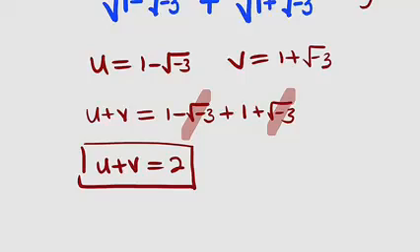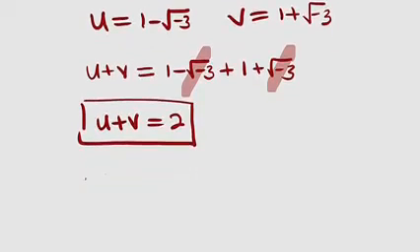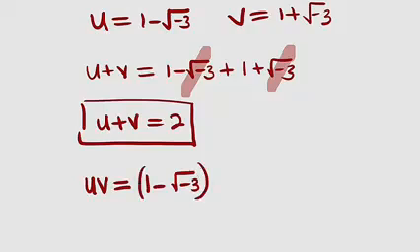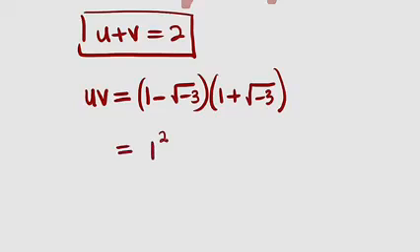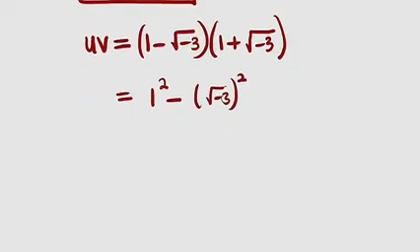Then I want to compute the product. We have u multiplied by v equal to 1 minus the square root of negative 3, multiplied by 1 plus the square root of negative 3. All right, these are just a difference of two squares. We take the first term and square that, then subtract. We take the second term, which is the square root of negative 3, and also square that. 1 squared is equal to 1, minus.